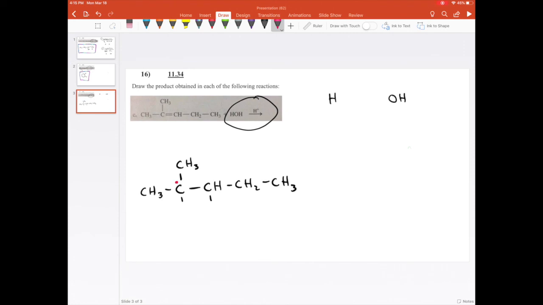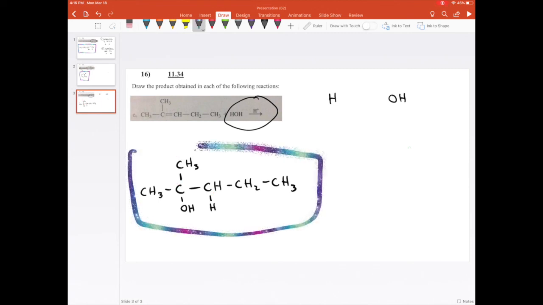So let's consider this carbon right here. That's bonded to 1, 2, 3 other carbons. The carbon on the right is bonded to 1, 2 other carbons. So the carbon on the left, the one with the pink dot, is bonded to more carbons, and it gets the OH. And notice that the bond goes to the O, not to the H. And the other carbon gets the H. And so this is the product you would get when you do hydration on that molecule.